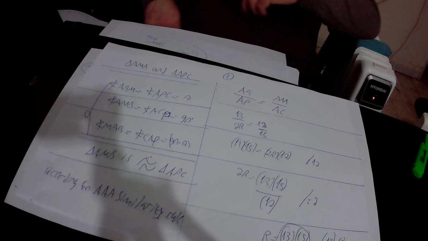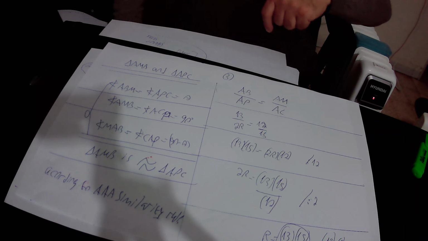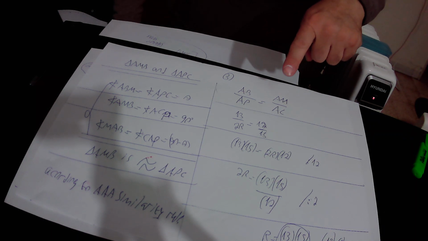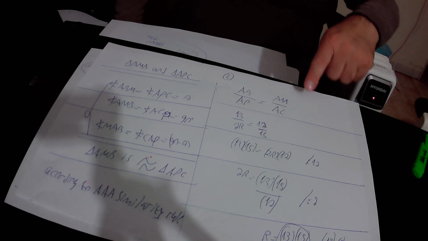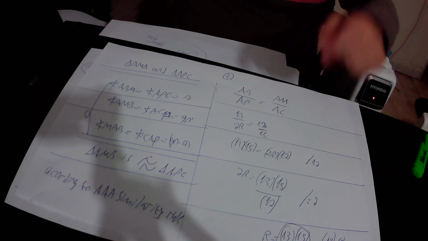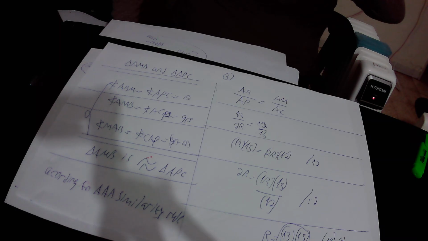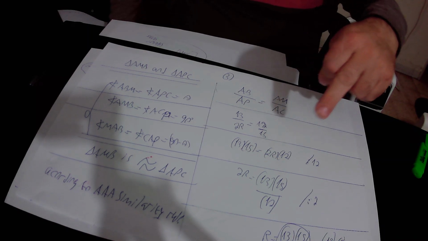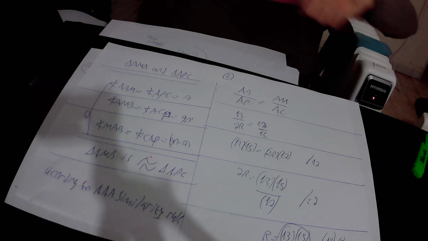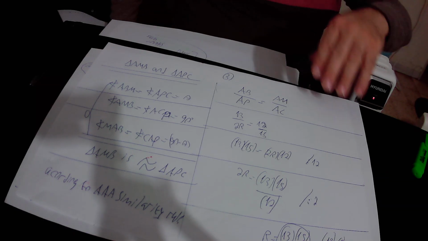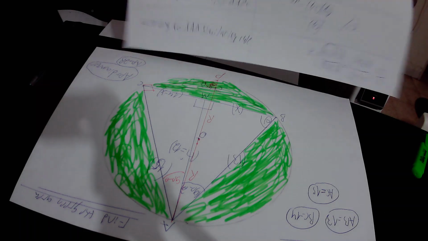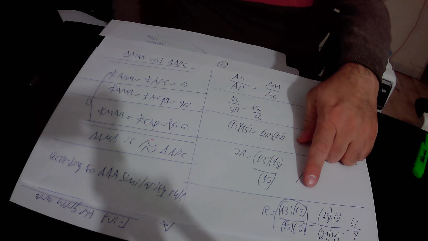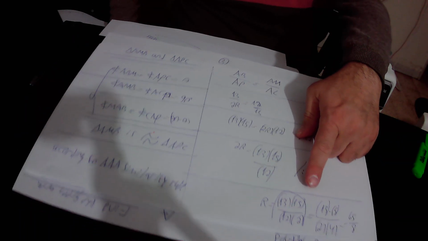Here we cross multiply this equation, and we find that 13 times 15 equals 2R times 12. Here we divide this equation by 12 and find that 2R equals 13 times 15 over 12. Here we divide this equation by 2 and find finally that the radius R of this circle that circumscribes triangle ABC equals 13 times 15 over 12 times 2.